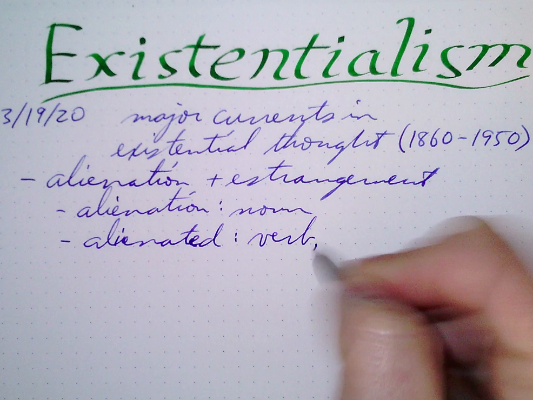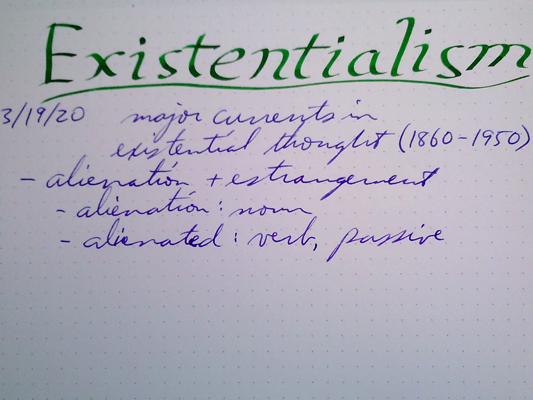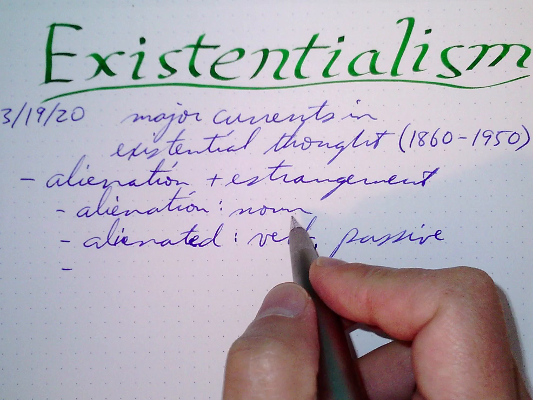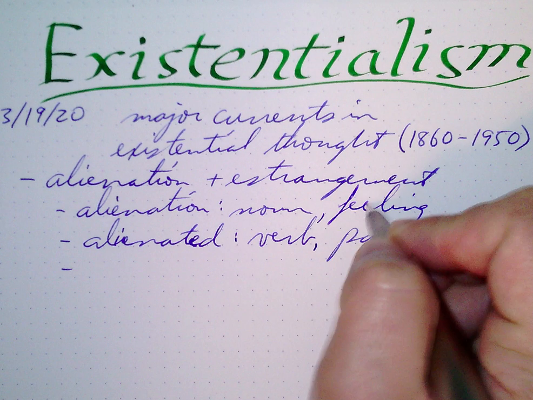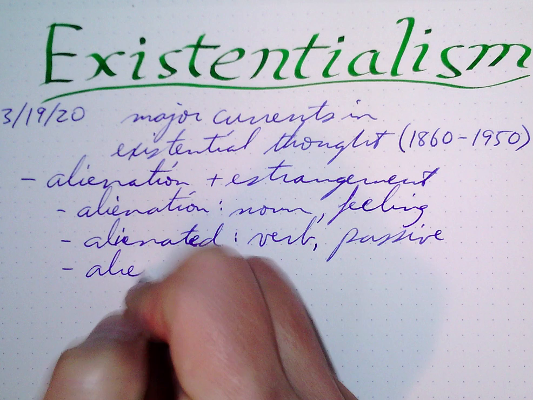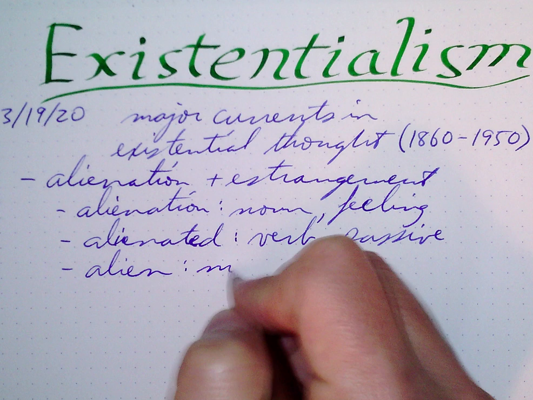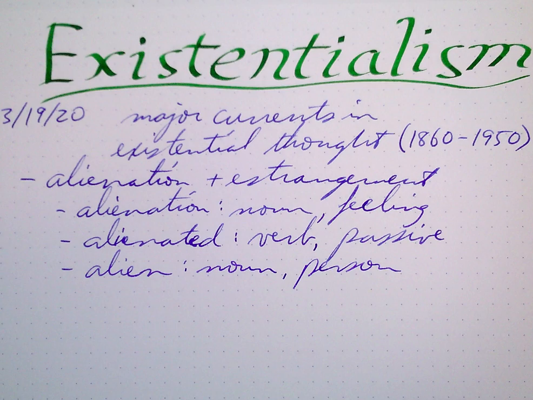and we usually think about it in existentialism as being passive. One does not alienate others. Instead, one feels alienated. One has been alienated from the world. So that is passive. And then the other noun, so the noun alienation refers to the noun of the feeling that we have of being alienated. But there's also the noun root here, which is alien, right? So this is our noun, and this describes the person, not the feeling.